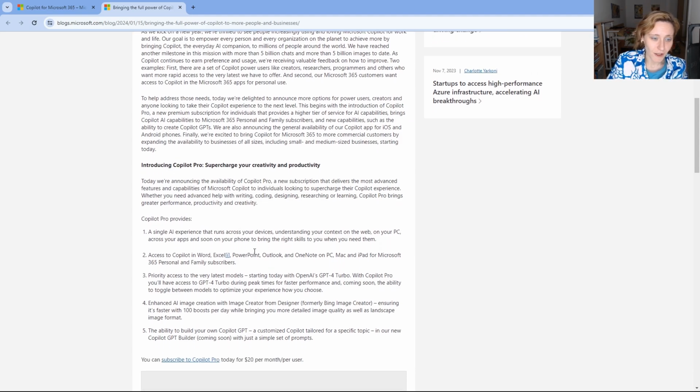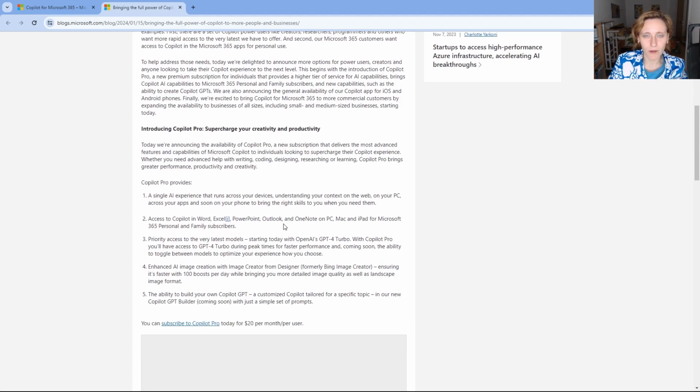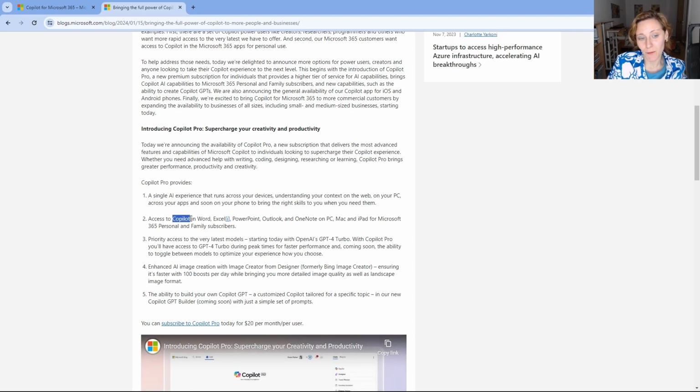In a nutshell, you will access more or less the same services. So you will have Copilot, in other words, the chatbot, even if the term is not exact. Basically, what was Bing Chat is now called Copilot. And you will have it inside Word, Excel, PowerPoint, Outlook, and OneNote, basically.